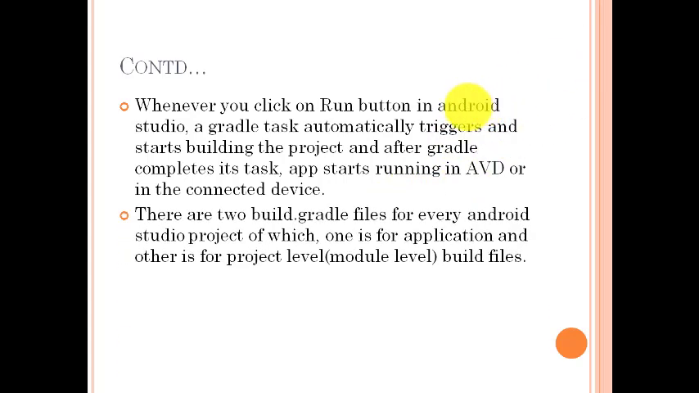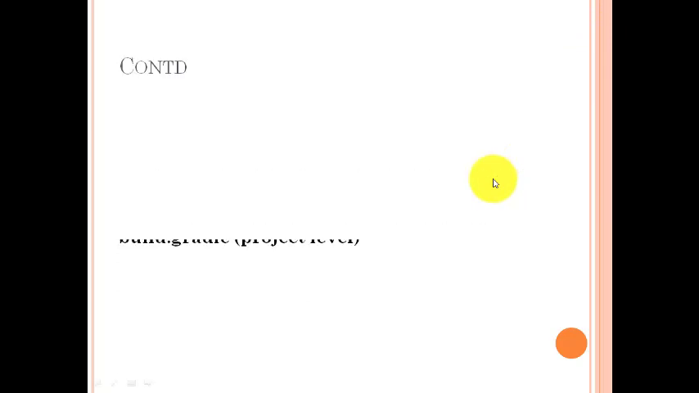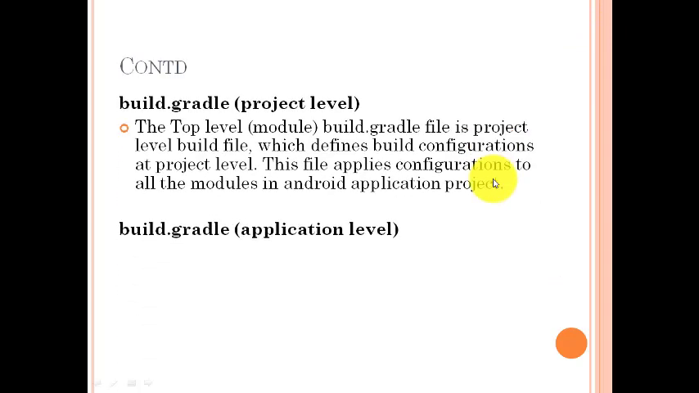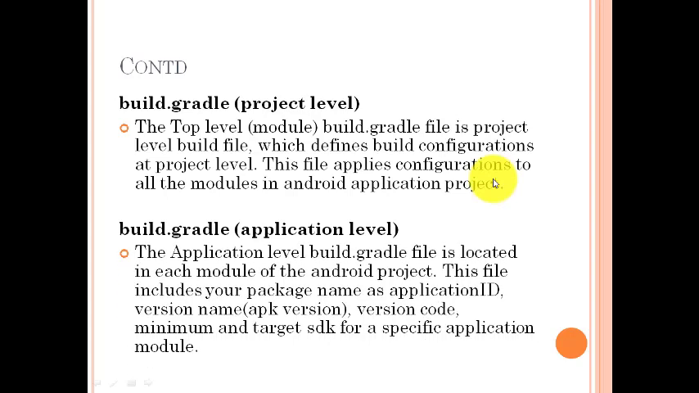There are two build.gradle files for an Android Studio project, one for the project level and another for the application level. At the project level, it will compile, execute, test, and deploy the entire project. Therefore, it is mainly designed for the entire project.